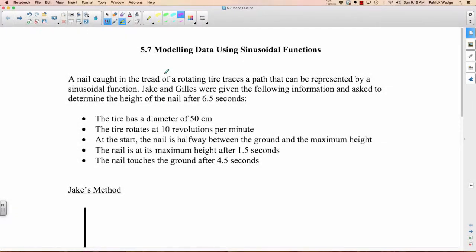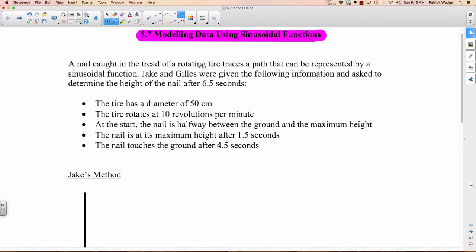Section 5.7 is called Modeling Data Using Sinusoidal Functions. So we're going to answer some word problems using sinusoidal functions, and we're also going to do some regression, which we've done a couple times recently. So let's get right to the questions. I've stolen them from your workbook again.